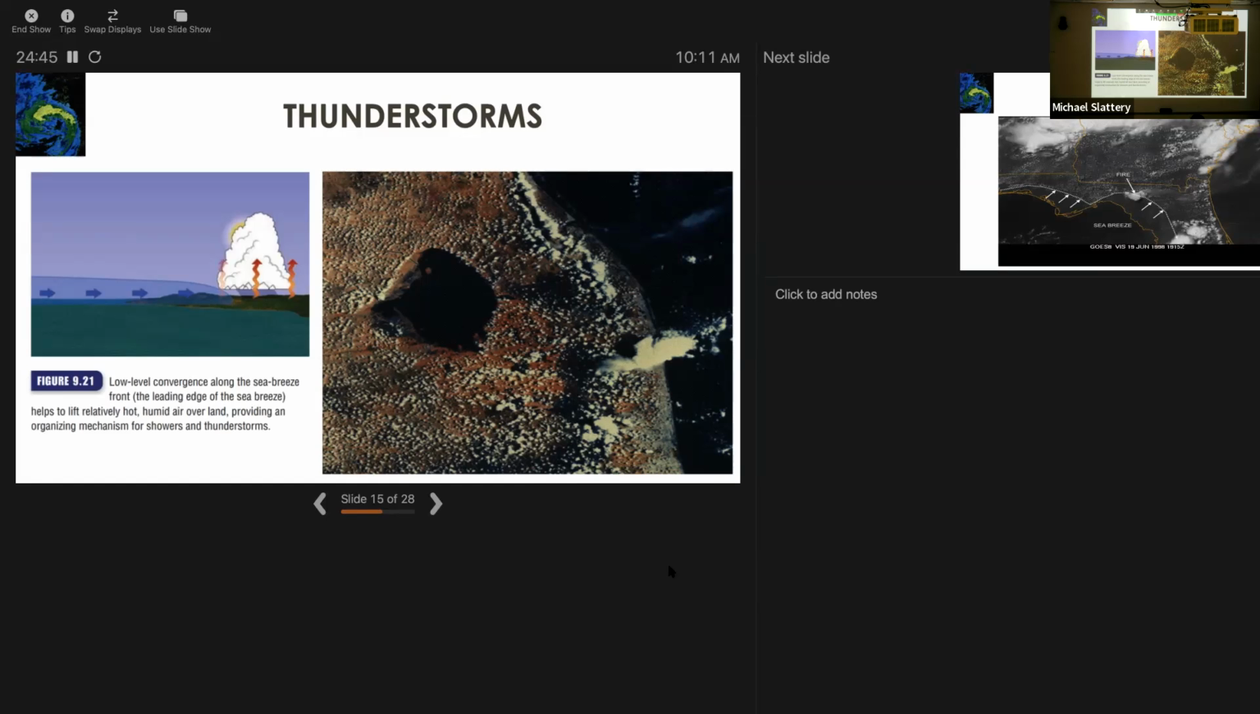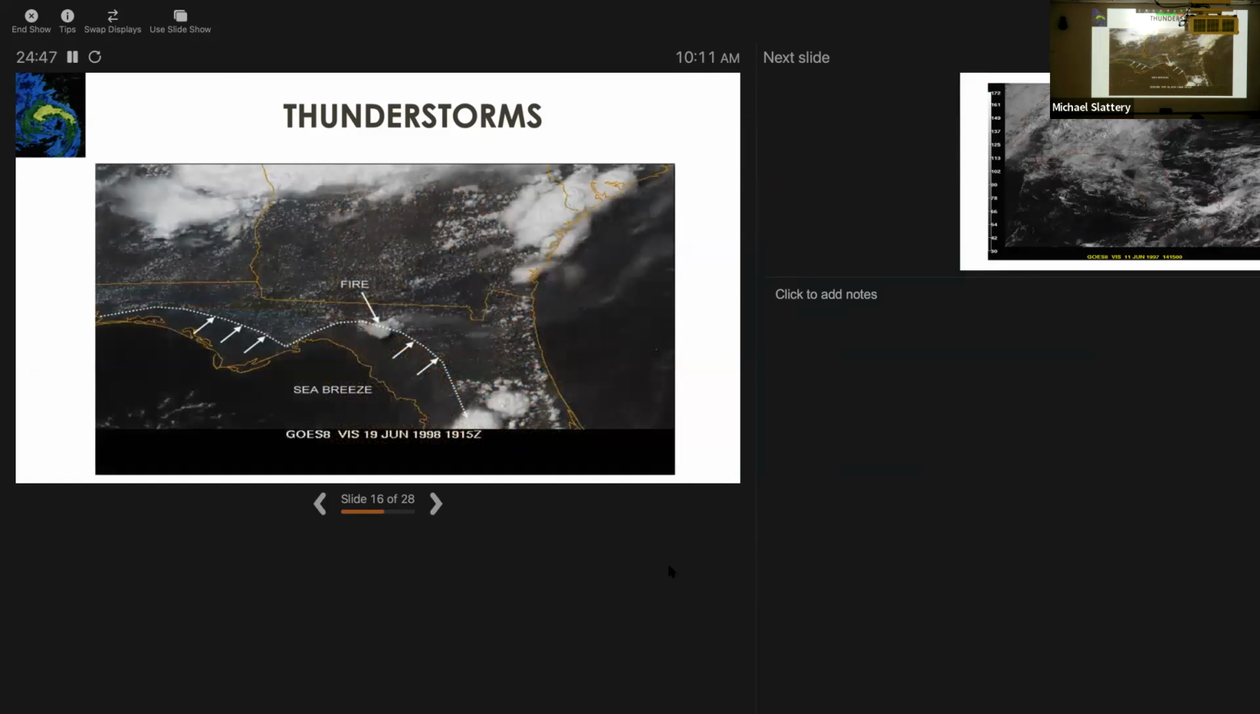So again, let me show you a couple of satellites here. Sorry, I have to keep moving backwards and forward. So we're going to look at a couple. So this is just a sequence, right? This actually is a fire here. That's pointed out here. These are not, right? These are storms. So this is the back edge of the sea breeze front.